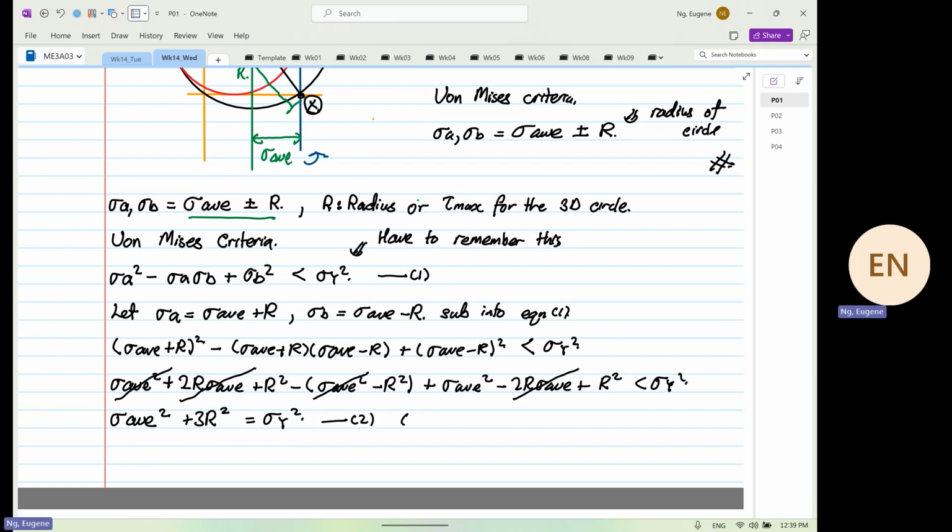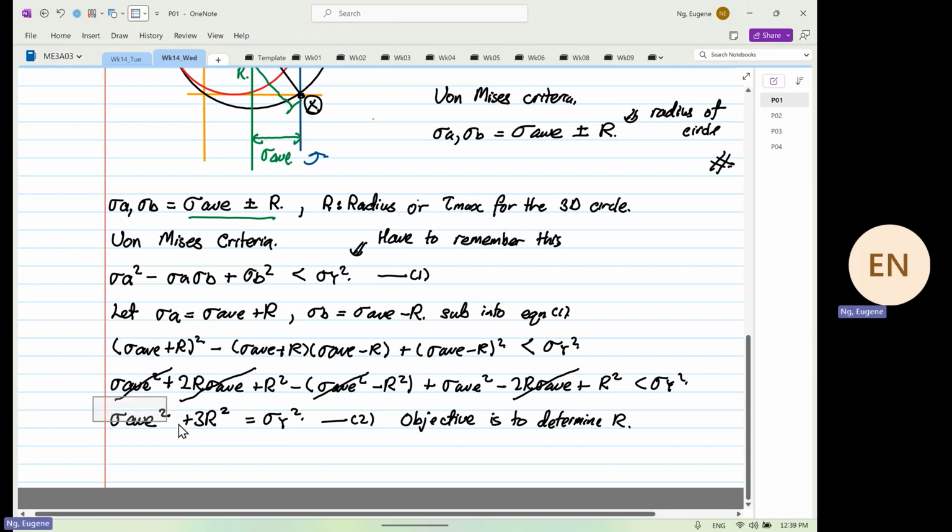So our objective is to determine R. Okay. So our objective is to determine R. So from here on, I'll go to the next page.